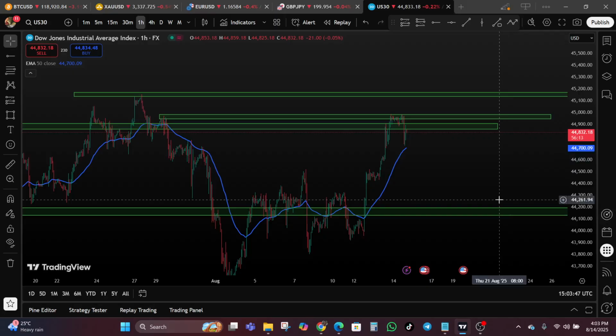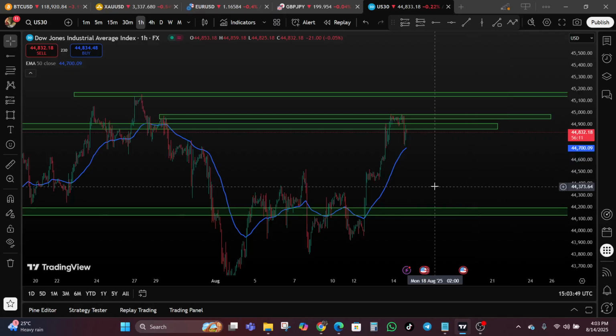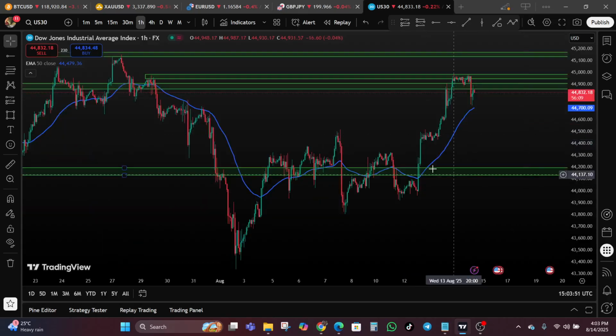Then you look for signs of momentum shifts, such as strong impulsive candles, like what we can see happen here.